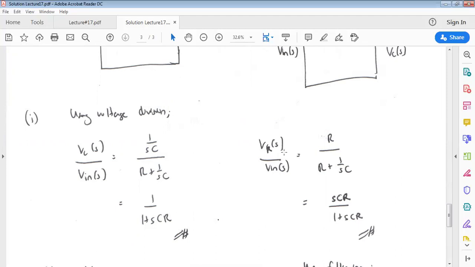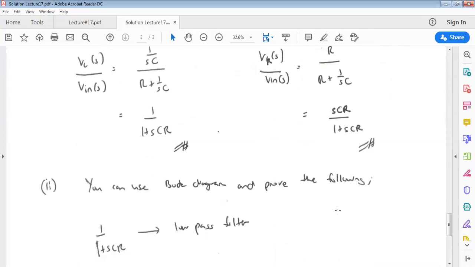Whereas if we proceed with the other transfer function, the voltage across the resistor over the input voltage, we get R over (R plus 1 over SC). You can prove this using voltage division still. So we get SCR over (1 plus SCR). From this equation, we have a zero at the origin, a constant, and a real pole. From what we have learned in previous slides of lecture 17, we know that this is a high pass filter.